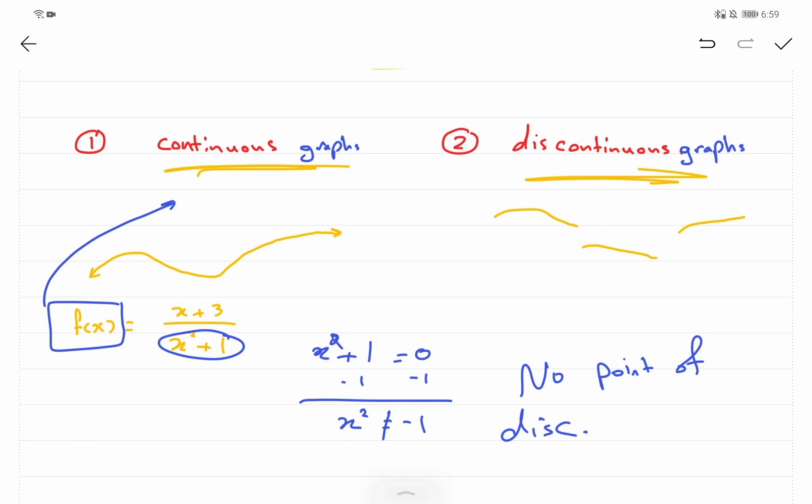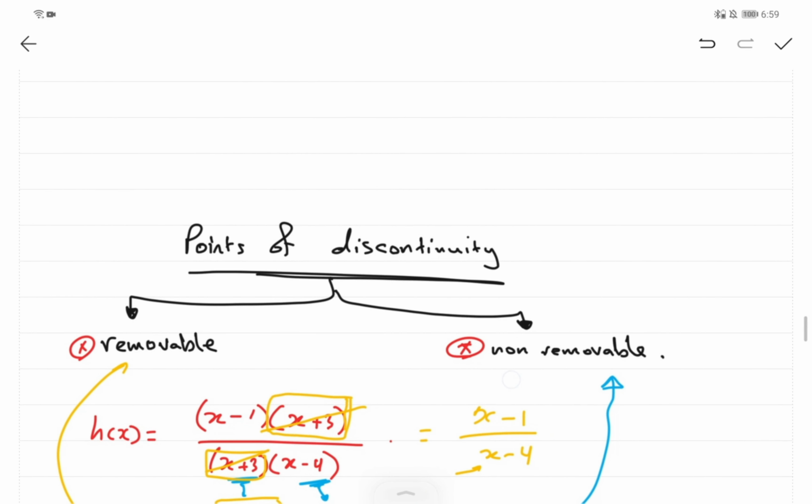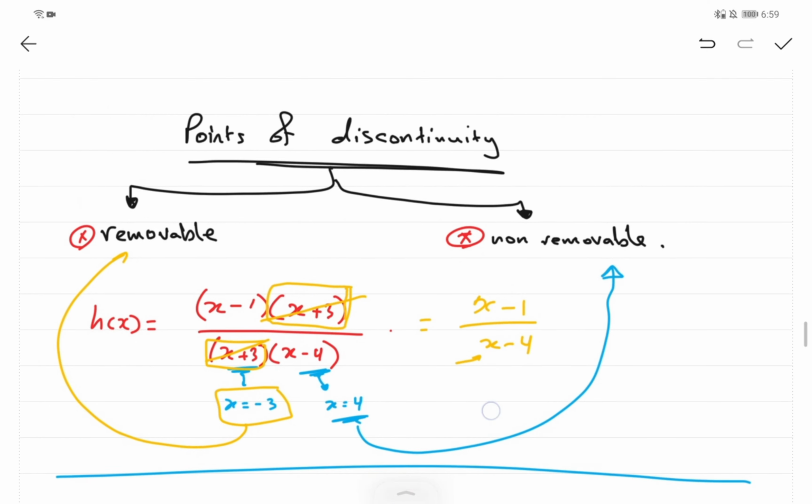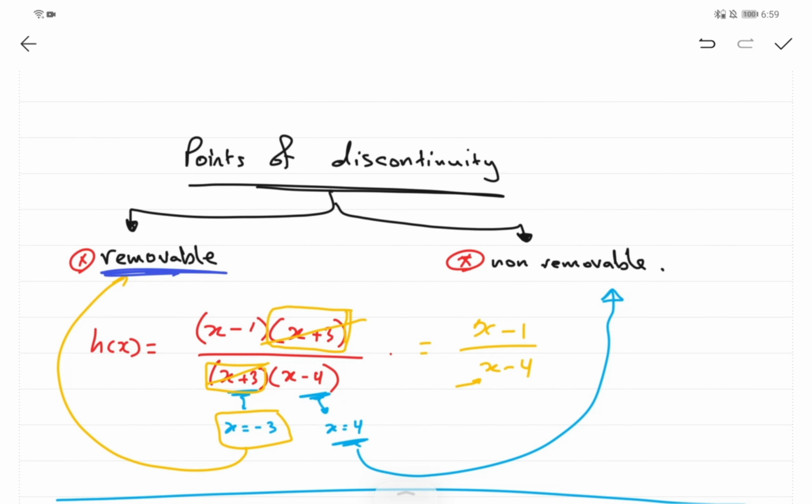But if we have a point of discontinuity, the graph of the function will be discontinuous. And since we have two types of points of discontinuity, there will be two types of discontinuous graphs. If we have a removable point of discontinuity, the graph will have a hole. And if the point of discontinuity is a non-removable point, the graph will have a gap. So I'm going to explain now the difference between them.